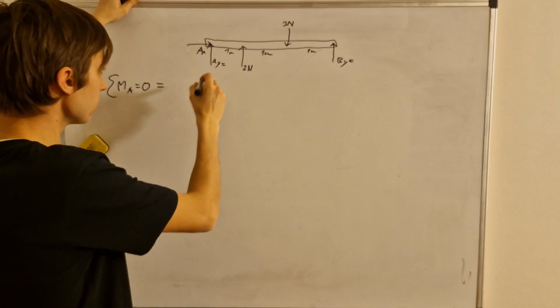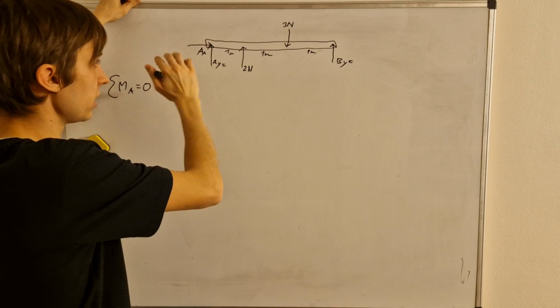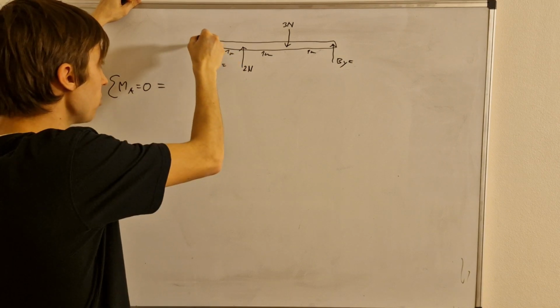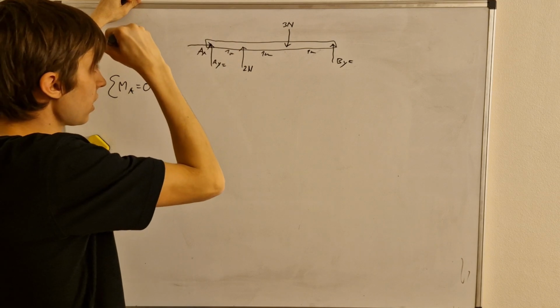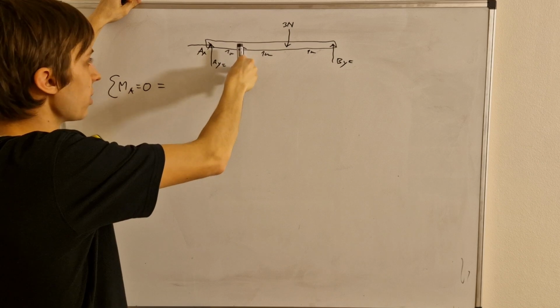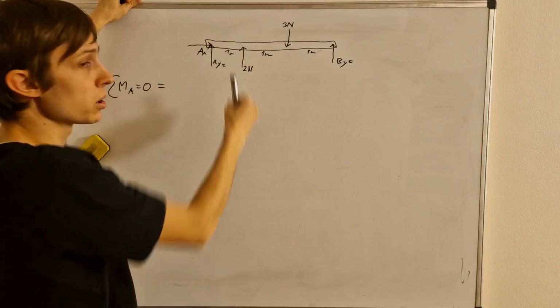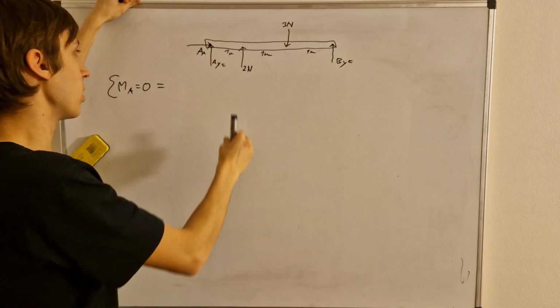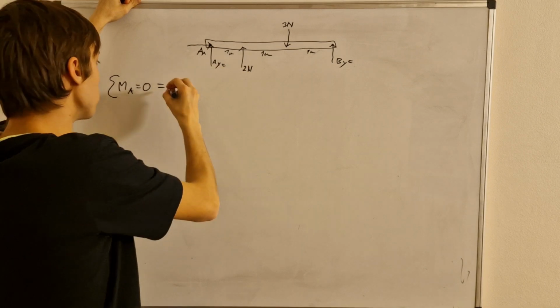Well, AY, AX are not going to be counted into it. AX will not be counted in any case because we're taking the moment around this point and the AX goes straight through it. And also it's not causing a moment because it's not in the direction that it would cause a moment. The total direction that causes the most moment is one that's perpendicular to the beam from this perspective. Alright, so the first force we're taking into account is the 2 newtons.